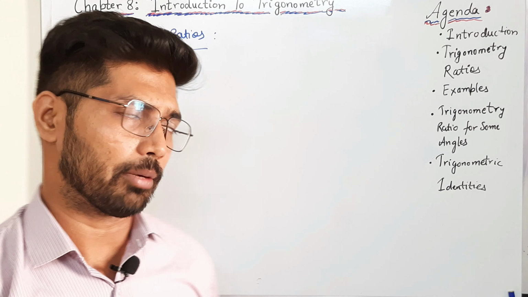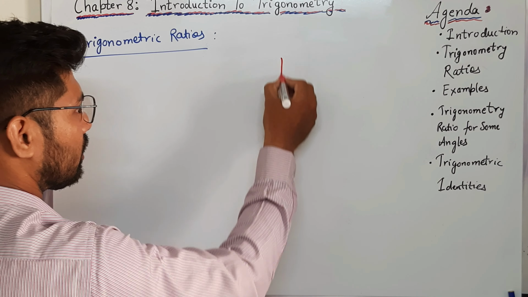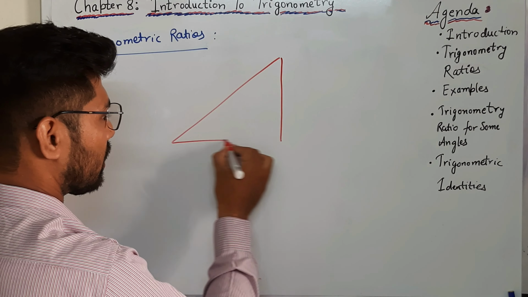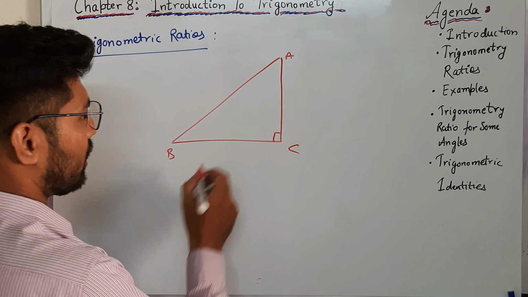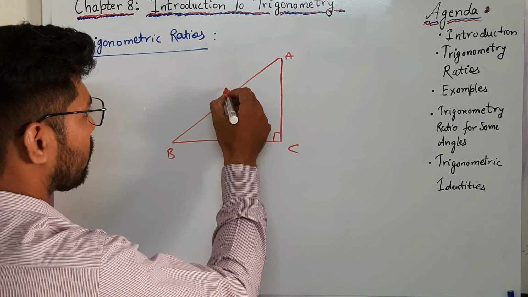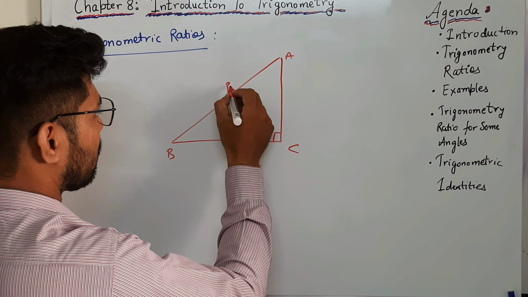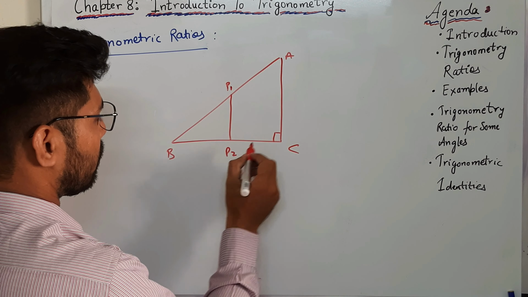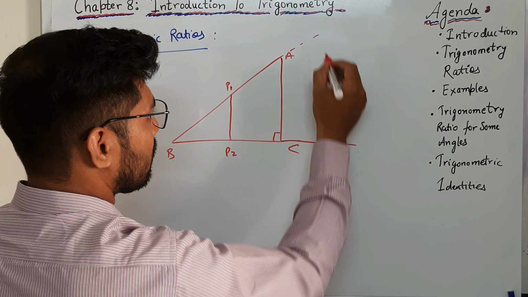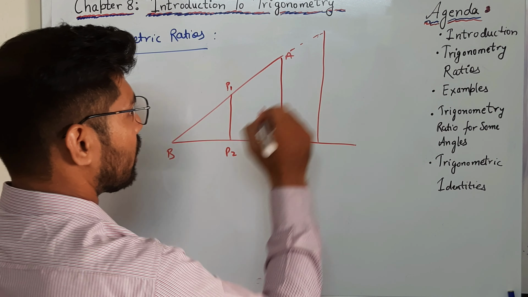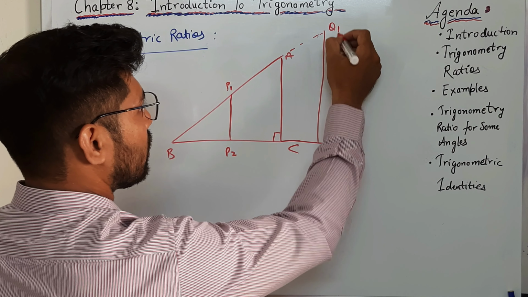Okay, now let's understand the trigonometric ratio with some example. Let's suppose we have a triangle. For example, this is a triangle ABC, and this is 90 degree, and I draw a perpendicular here. For example, this is P1 and this is P2. And I also extended this line and draw a perpendicular here. This is Q1 and Q2.